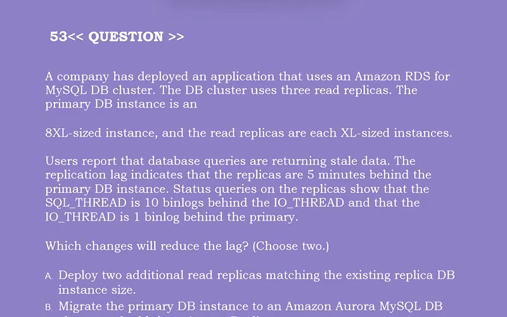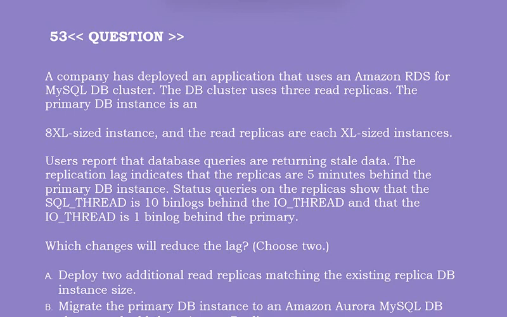Question: A company has deployed an application that uses an Amazon RDS for MySQL DB cluster. The DB cluster uses three read replicas. The primary DB instance is an 8XL sized instance and the read replicas are each XL sized instances. Users report that database queries are returning stale data.